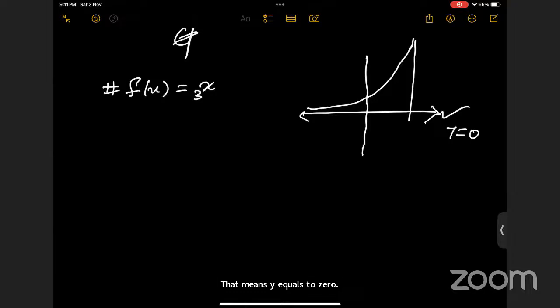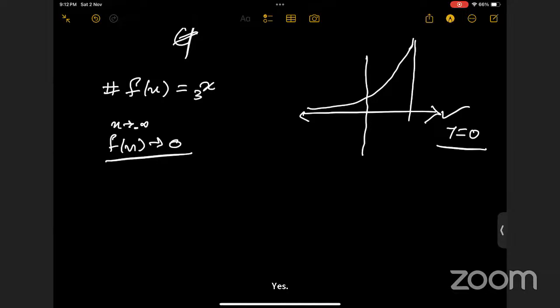That means if we take x tending to infinity, then we get f(x) tending to infinity, which is not finite. If we take x tending to minus infinity, then we get f(x) tending to 0. That means the horizontal asymptote is y equals 0. So both mathematically and graphically, we can verify that the horizontal asymptote is 0.